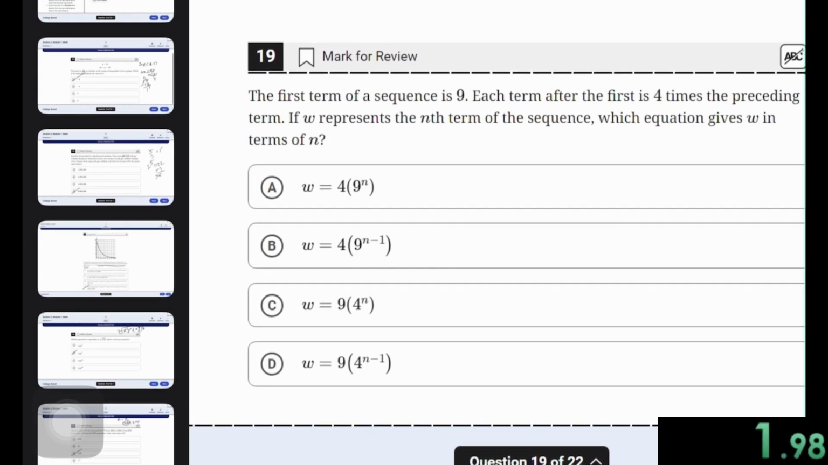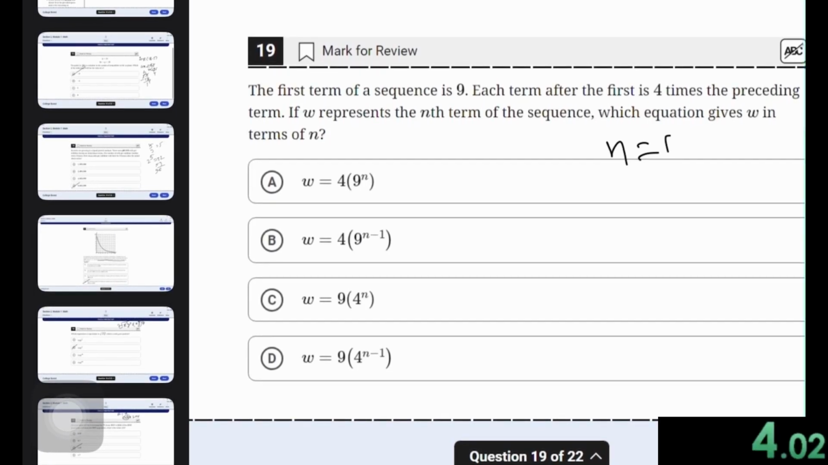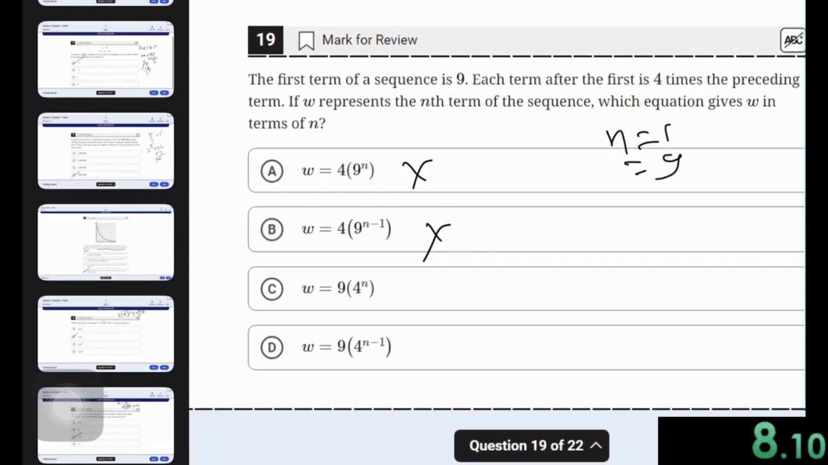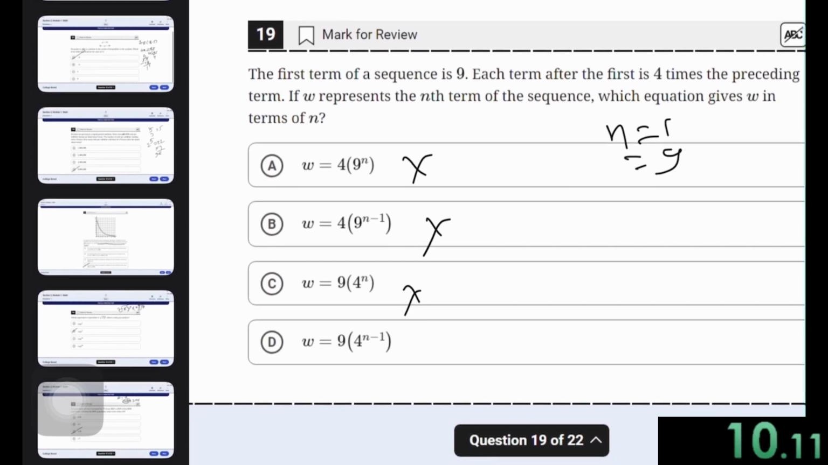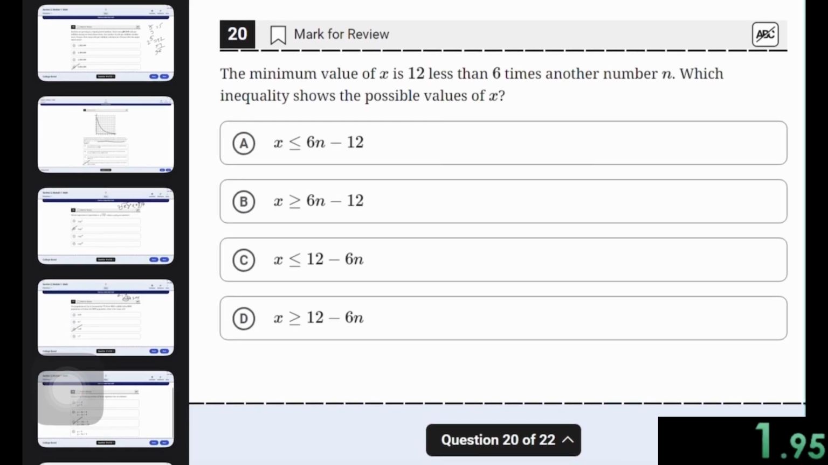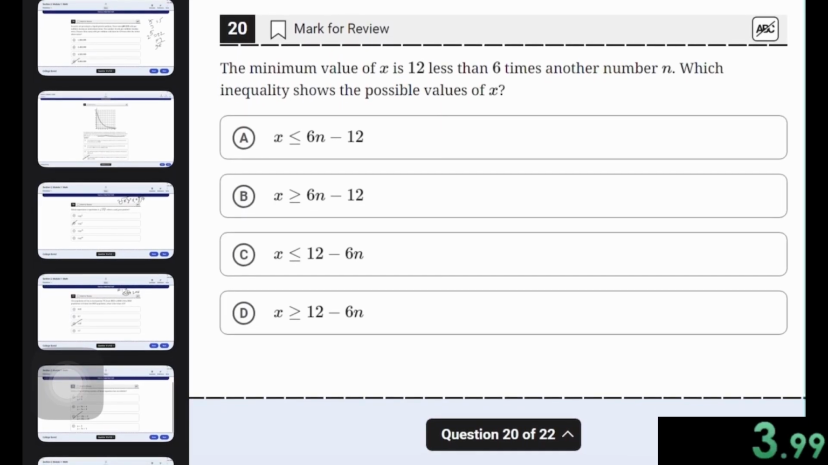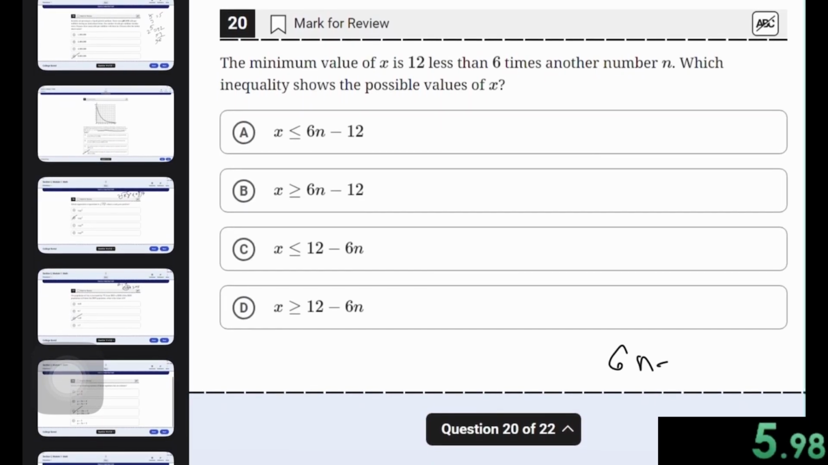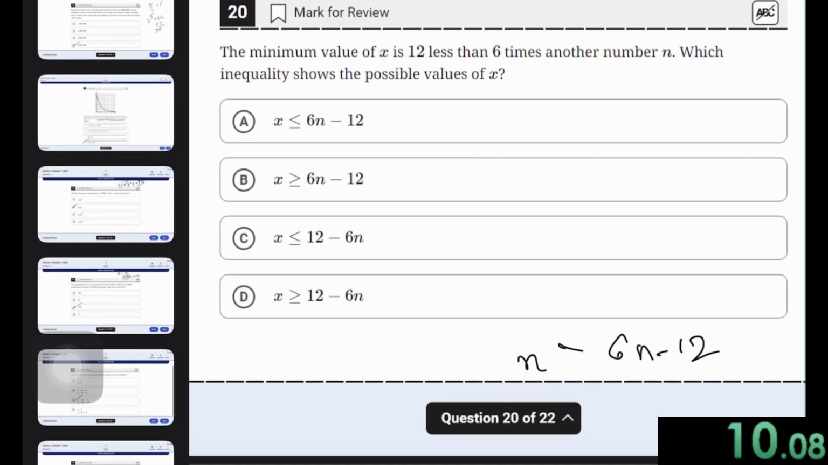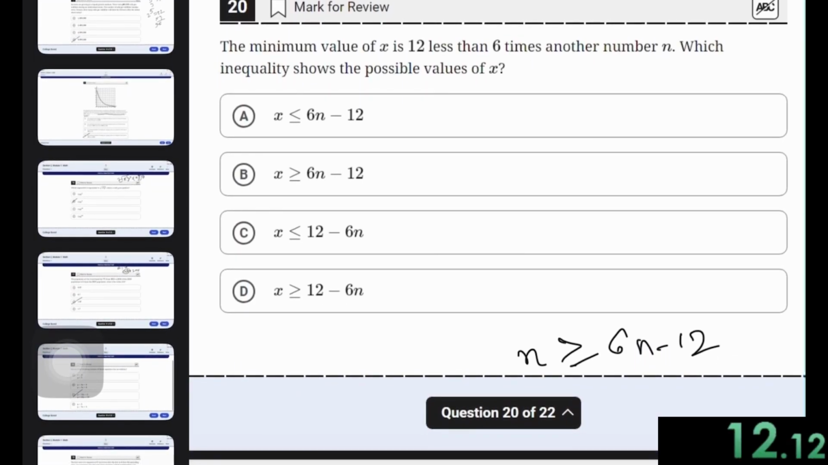The first term of the sequence is 9. So n equal to 1 should give us 9. Not here, not here, not here. Yeah. Okay. Minimum value of x is 12 less than 6 times another number n. So 6n minus 12. What does minimum indicate? Greater than or equal to. So x is greater than or equal to 6n minus 12.